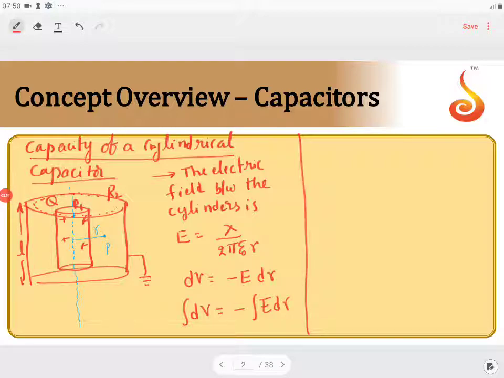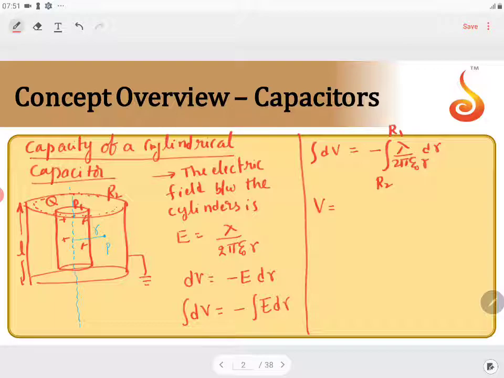Integral dV is equal to minus integral E dr. So we substitute that: integral dV from V initial to V final, which is the total potential difference between the two cylinders, is equal to minus integral of E dr, where E is lambda by 2 pi epsilon naught r. R2 to R1 we have to take. The total potential difference between the two cylinders is the potential of the capacitor.